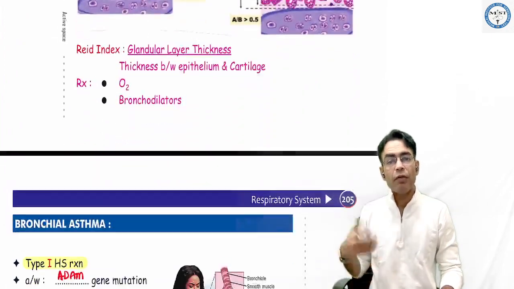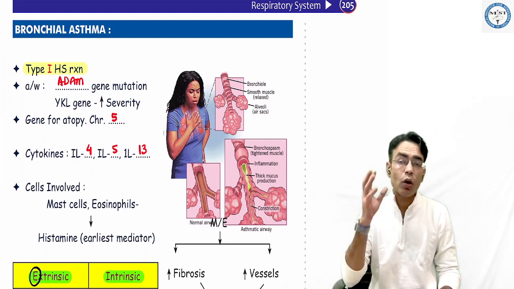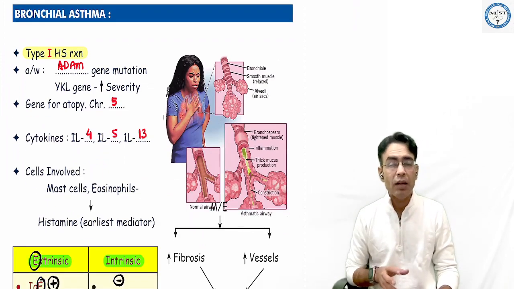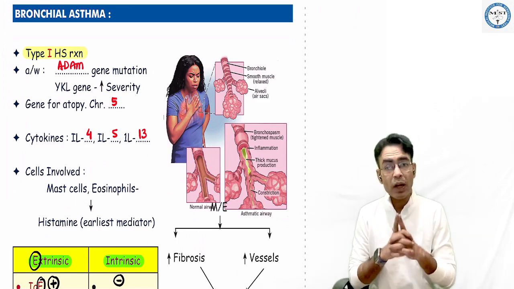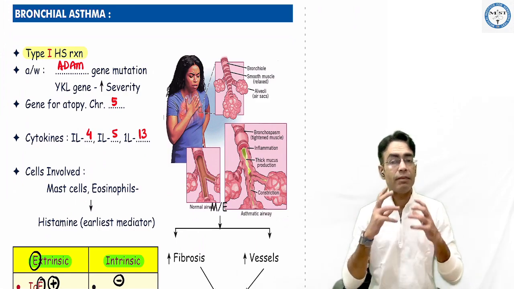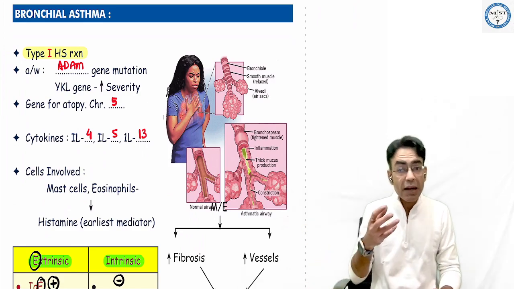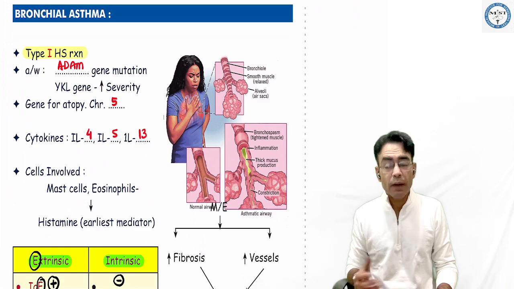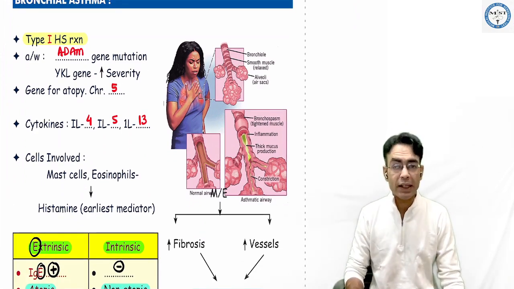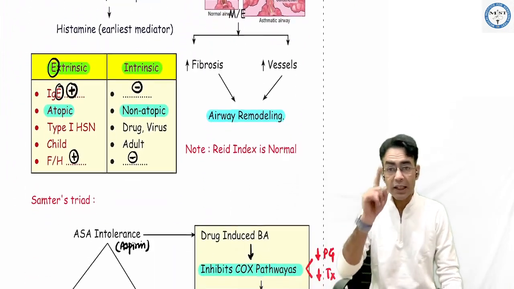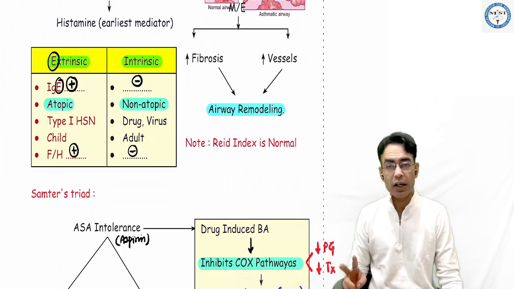Okay. Bronchial asthma is more commonly allergic, and that is the extrinsic type of bronchial asthma. But it can be non-allergic, which is the intrinsic type. It's a type 1 hypersensitivity reaction. And because it's type 1, you have interleukins 4, 5, and 13 causing it. But it can be due to some other triggers too. The genes responsible for increasing the severity of bronchial asthma are the ADAM and YKL genes. And E for extrinsic, E for IgE antibody: extrinsic is allergic, intrinsic is non-allergic.